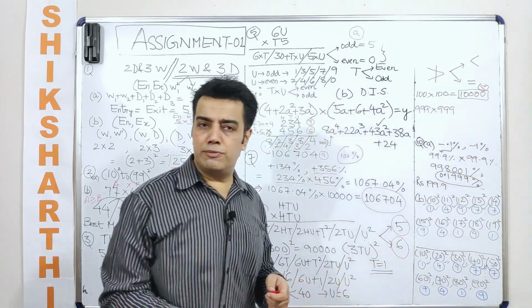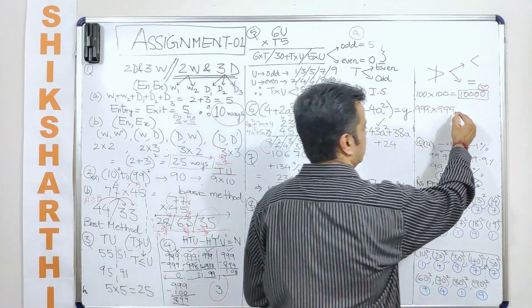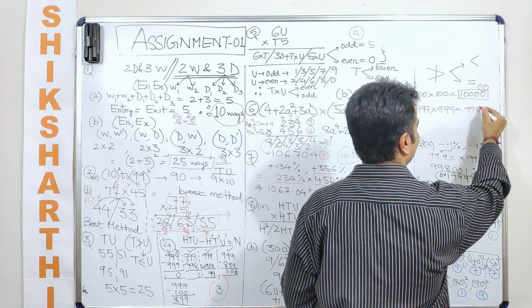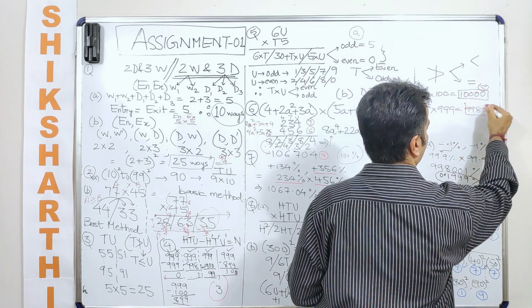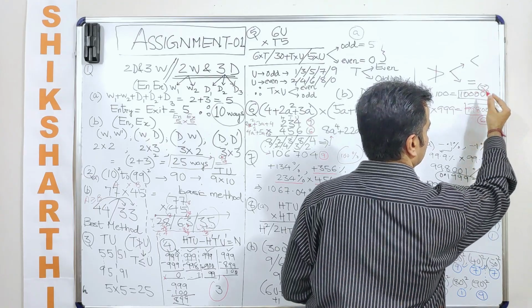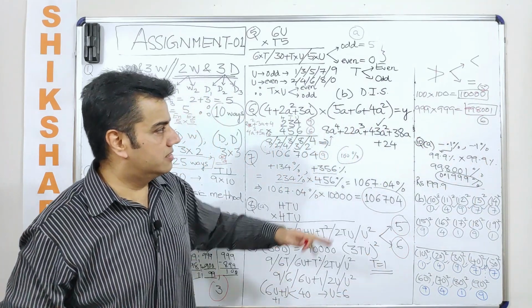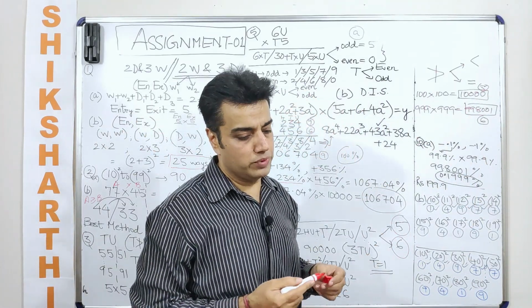What is the maximum possible 3-digit number that you can take? 999 and 999. So this gives you the answer as how much? 998001. So you'll get either 5 digits or 6 digits. This is the best possible way of approaching the same question.